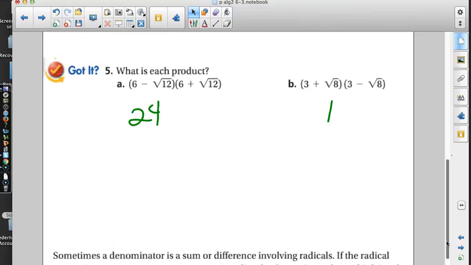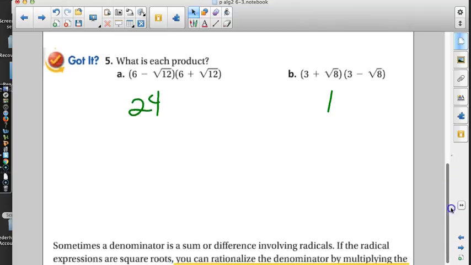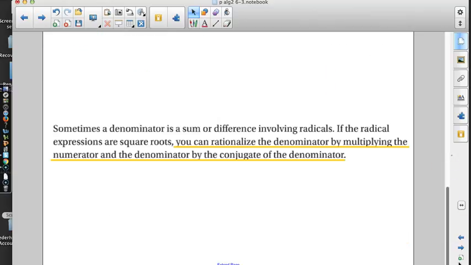You know, the whole reason we do the conjugates is to get rid of radicals. And when do we have to get rid of radicals? When they're in the denominator. So, sometimes we have a denominator that is the sum or difference that involves those radical expressions. All we're going to have to do is think conjugates, conjugates, conjugates. You can rationalize the denominator by multiplying the numerator and the denominator by the conjugate of the denominator.